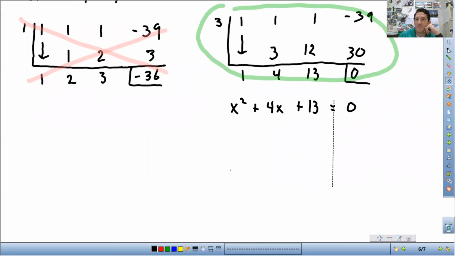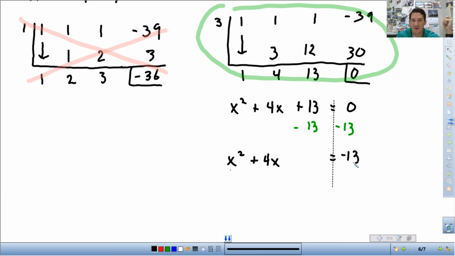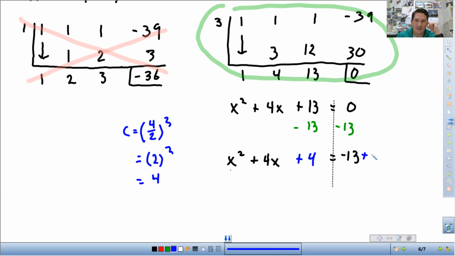All right, so to complete the square, first thing I'm going to do is subtract 13 from both sides. So I get x squared plus 4x equals 0 minus 13, which is negative 13. Now I'm going to find the c value to complete the square. So c is equal to 4 divided by 2, squared. 4 divided by 2 is 2, squared is 4. So I'm going to add 4 to both sides.